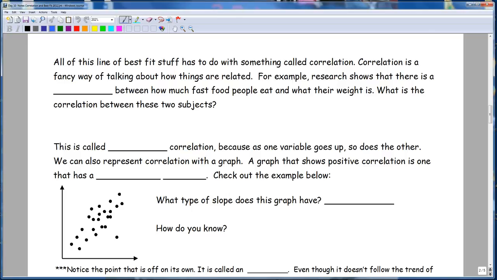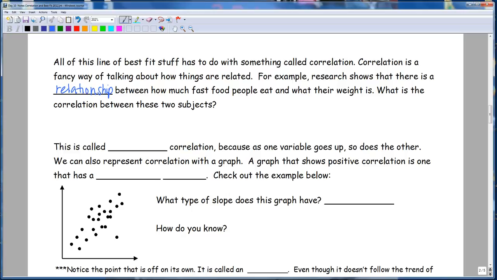So here we go. All of this line of best fit stuff has to do with something called correlation. Correlation is a fancy way of talking about how things are related. For example, research shows that there is a correlation or relationship between how much fast food people eat and what their weight is. So what do you think the relationship or correlation is between these two subjects? Take a second to think about it.